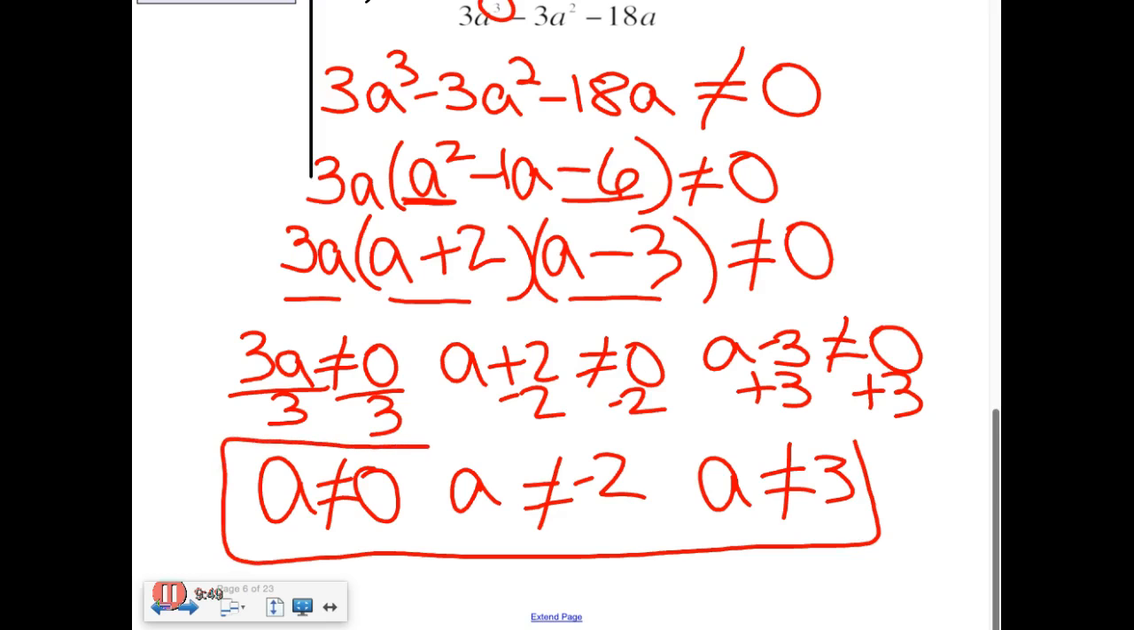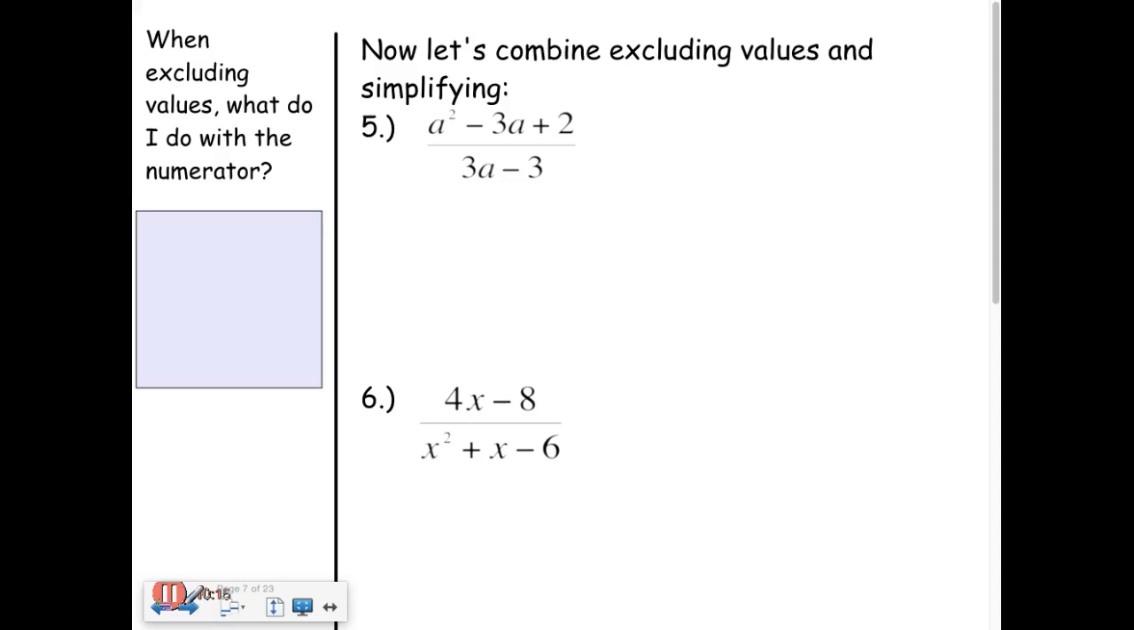So this is a large part of our homework assignment today, is that we're just finding those excluded values. Okay, so now when we flip it to our next page, we're going to be combining what we did yesterday in 11.1a with this excluded value. So we're going to be kind of simplifying and finding those not zeros. Okay. So our first thing, we're going to actually do the excluded values first, and then we're going to simplify.